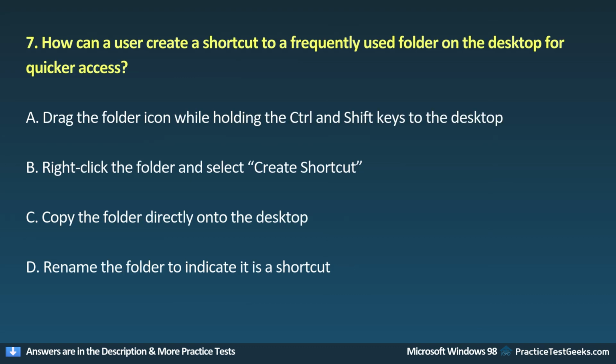7. How can a user create a shortcut to a frequently used folder on the desktop for quicker access? A. Drag the folder icon while holding the Ctrl and Shift keys to the desktop. B. Right-click the folder and select Create Shortcut. C. Copy the folder directly onto the desktop. D. Rename the folder to indicate it is a shortcut.